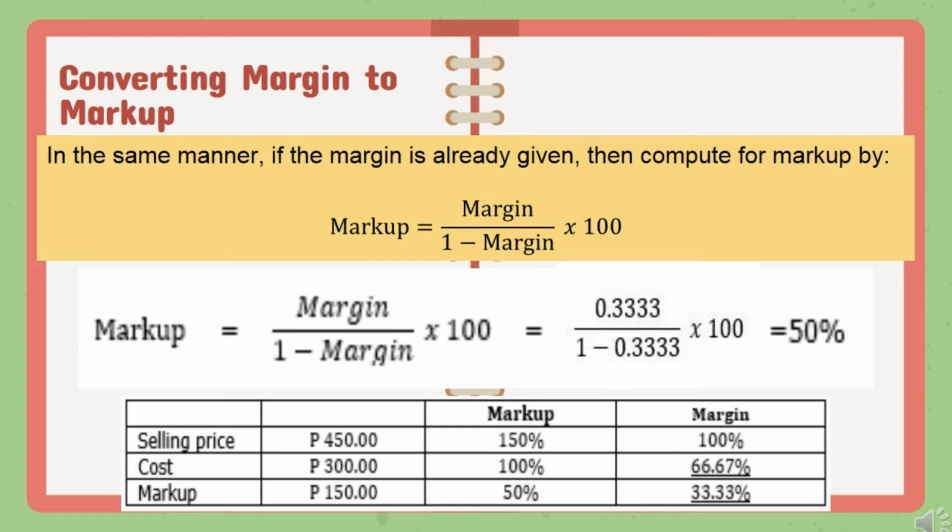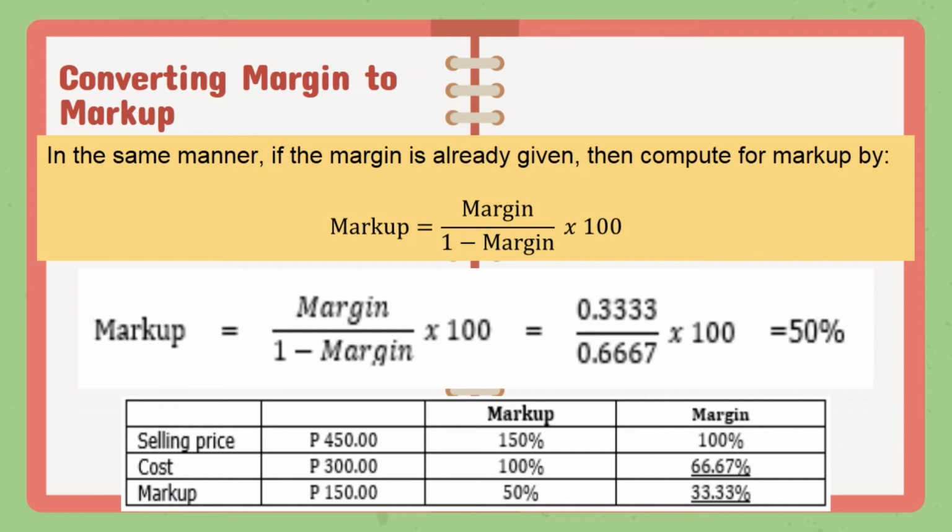By simplifying it, you will have 0.3333 all over 0.6667 times 100. That gives you 1/2 multiplied by 100. That gives you 50%. Therefore, the selling price based on cost is equal to 100% plus 50%, which is equal to 150%, which has now reverted back to the selling price based on cost, which was 150% a while ago.